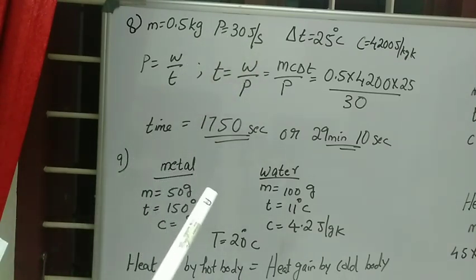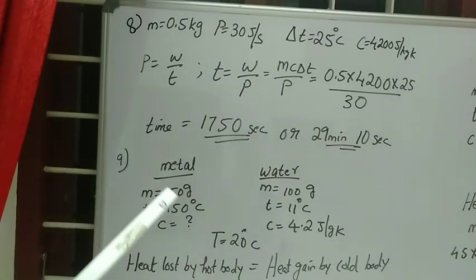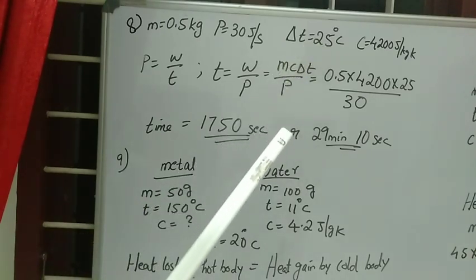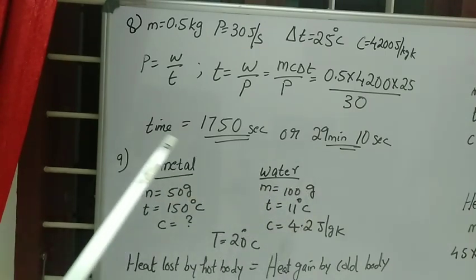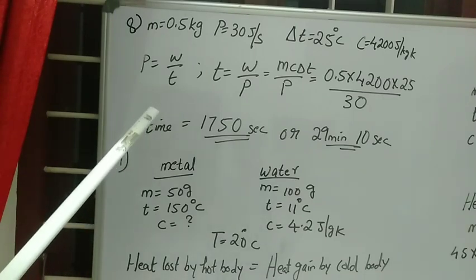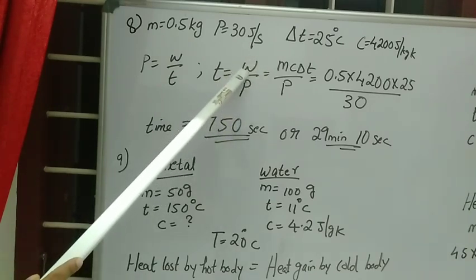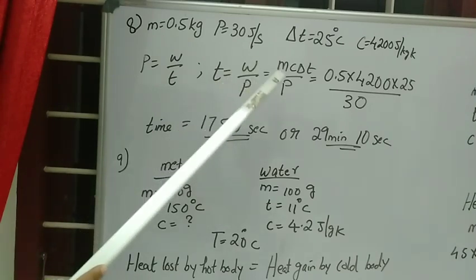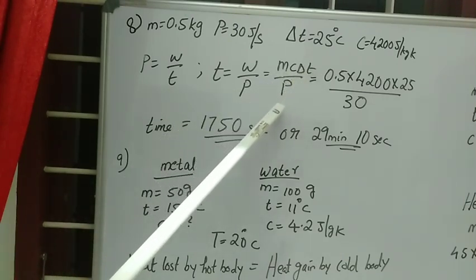How long will it take to cool the lemon squash to 5 degrees Celsius? Initially the temperature is 30 degrees. From that it has to reduce to 5 degrees. So change in temperature delta T is 30 minus 5, that is 25 degrees Celsius. And specific heat capacity is given, 4200 joules per kilogram Kelvin. You are asked to calculate how long it will take. We have to calculate the time. We have the formula power is work by time, so time is work by power. Work means energy, here heat energy, that is Q is equal to mc delta T. So directly we can write time is equal to mc delta T by power.